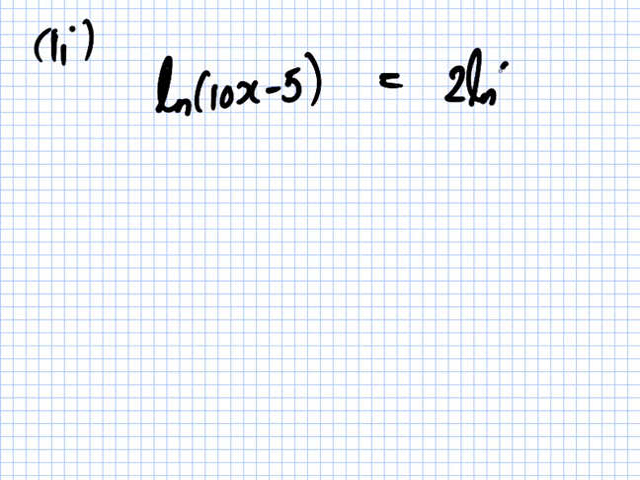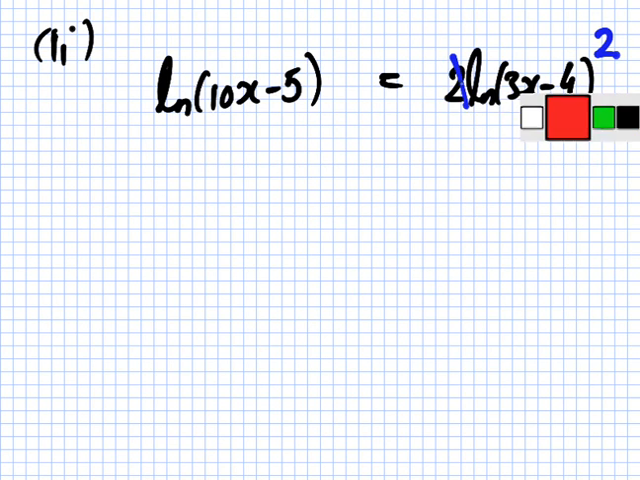Okay, second part now is to actually solve this equation: log(10x - 5) = 2 log(3x - 4). Well, we can't cancel the logs because we don't have a log on both sides. We have 2 log on the right. So what we do first is bring that 2 up to the power. And now we have log A equals log B, so now we're allowed to cancel the logs.